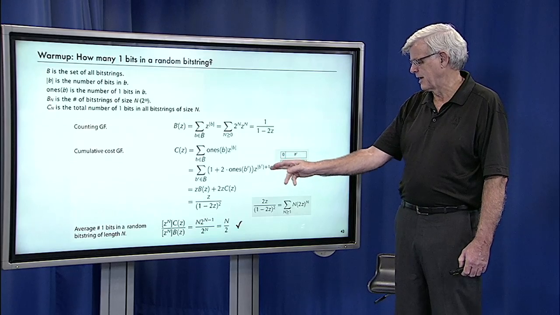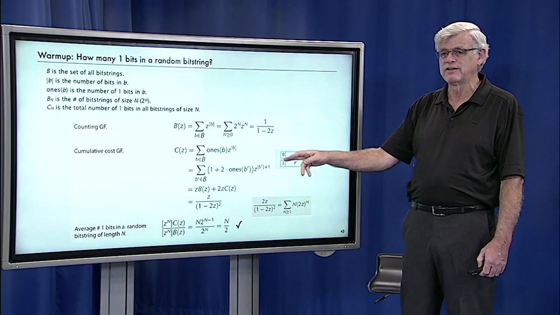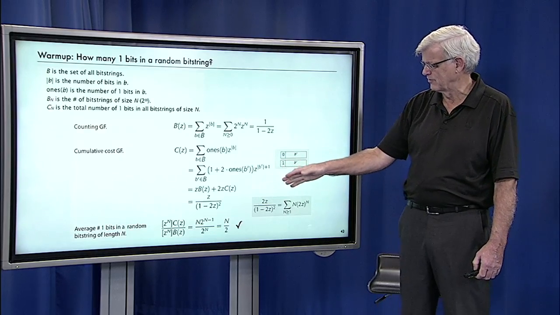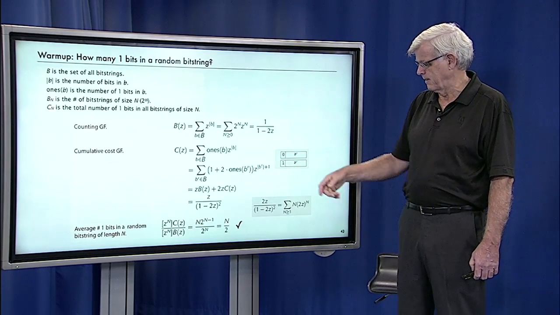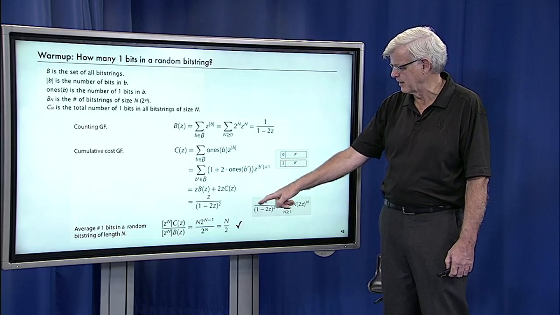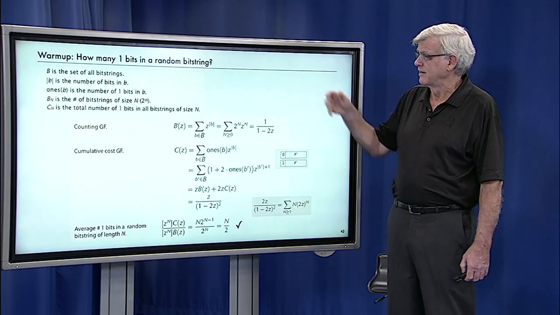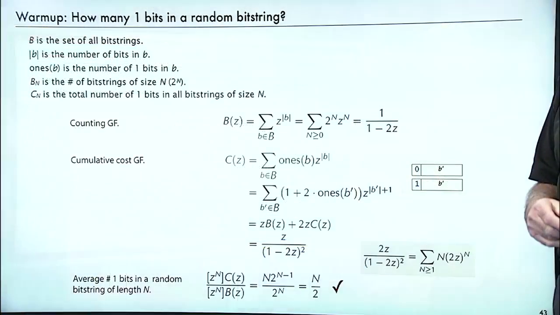And so the bottom line is the coefficient of Z to the n in the accumulated cost is n to the n minus 1. Coefficient of Z to the n in the enumeration is 2 to the n, and that gives us the result that the expected cost is n over 2. Again, that's a warm-up. We kind of knew it's n over 2.